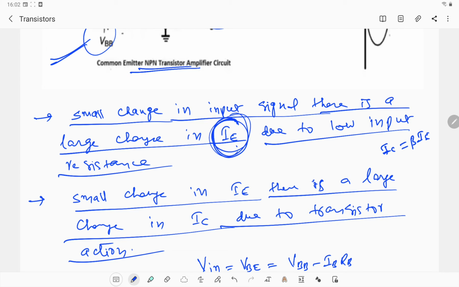So for a small change in input signal, there is a large change in collector current. Therefore, if we give a small current at the input, we can collect a large current as collector current. This is the amplifier. Transistor acts as an amplifier.